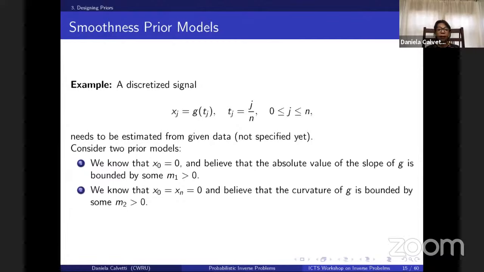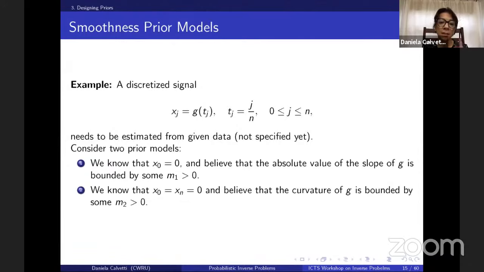Now I have two models for the signal here. So I don't have the data, but I know roughly what the signal should look like. The first model is that I know that the signal always starts with the value 0. So x0 is equal to 0. And we also believe that the signal is such that at any point in time, if I take a tangent to it, the slope of the tangent is no larger than an m1, which is greater than 0.